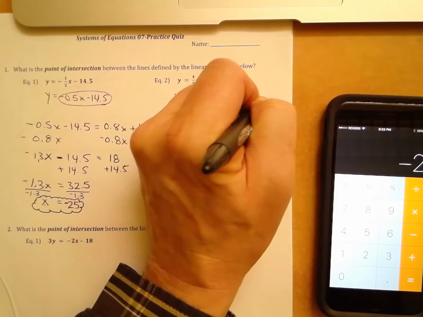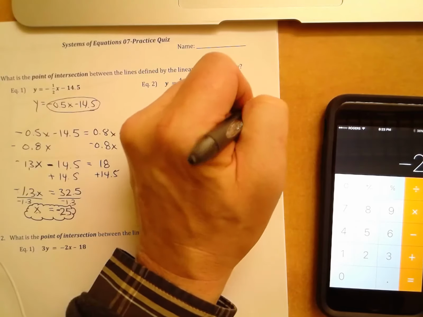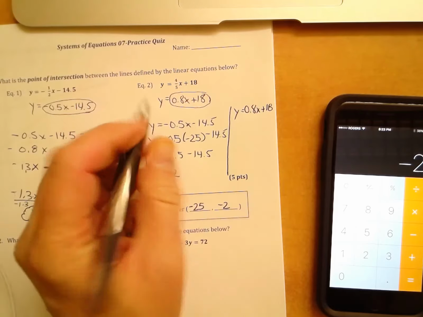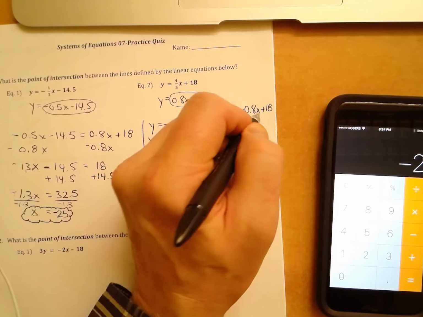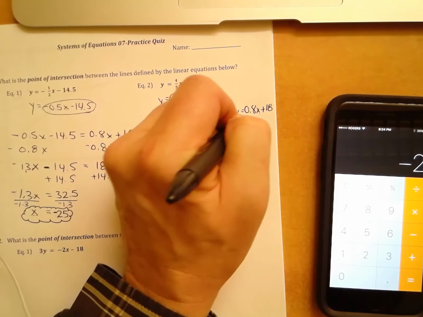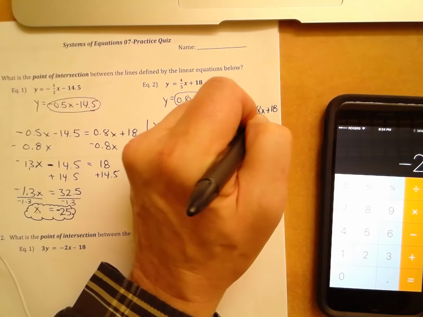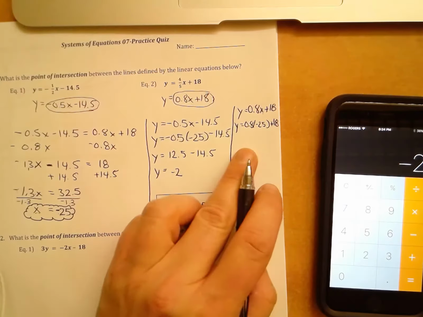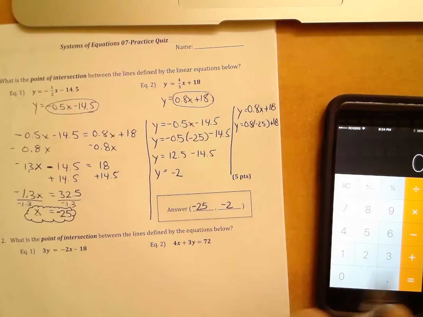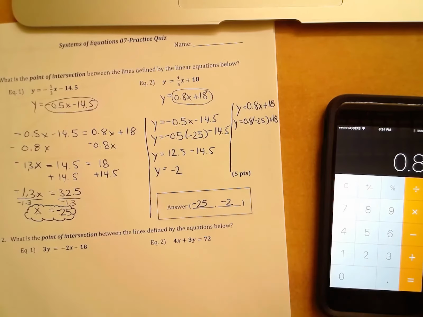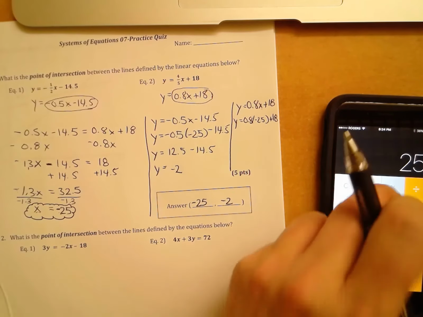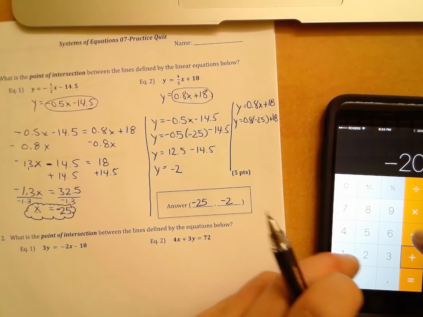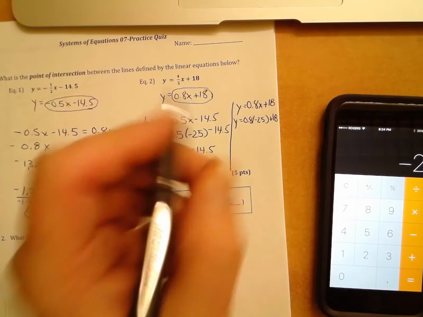Now I'm out of room a little bit here, but bear with me. 0.8x plus 18 is the original equation over here, and that x is going to become a negative 25. So y is equal to 0.8 times negative 25 plus 18. Sorry, it's a little squashed there. Get my calculator. 0.8 times negative 25 is equal to negative 20 plus 18. And look, there it is.